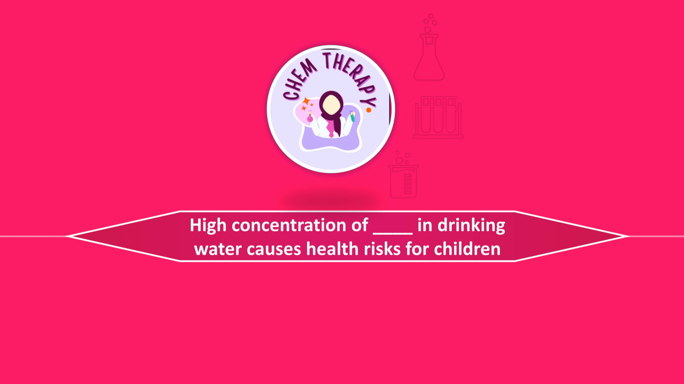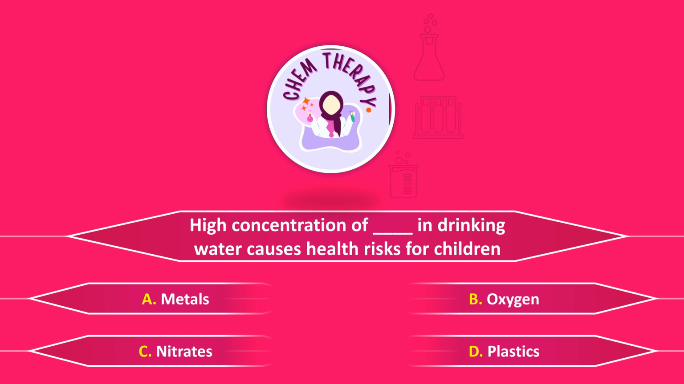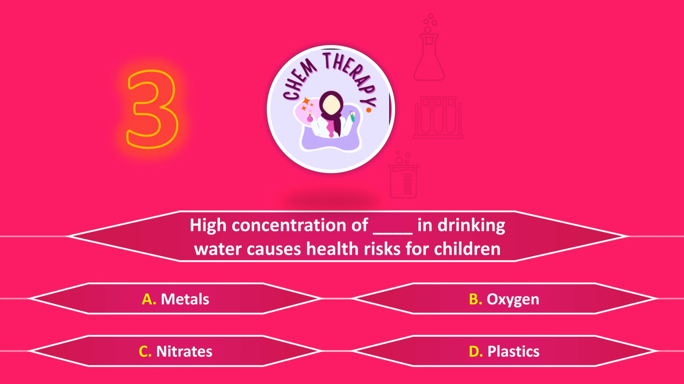High concentration of dash in drinking water causes health risks for children. Options are: the correct option is C.